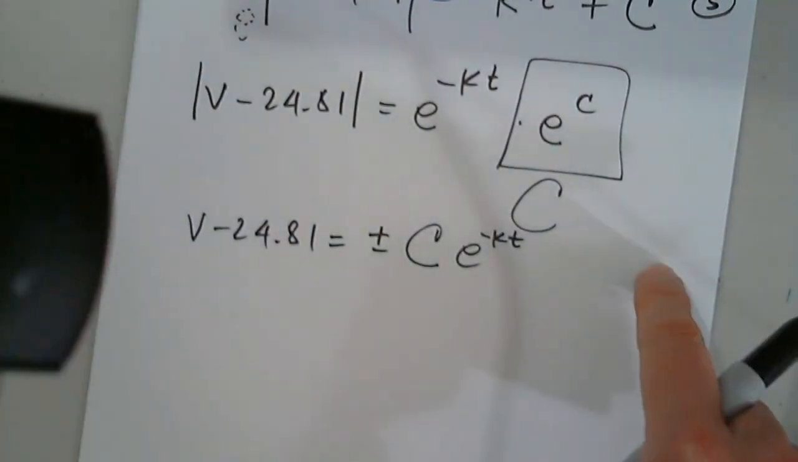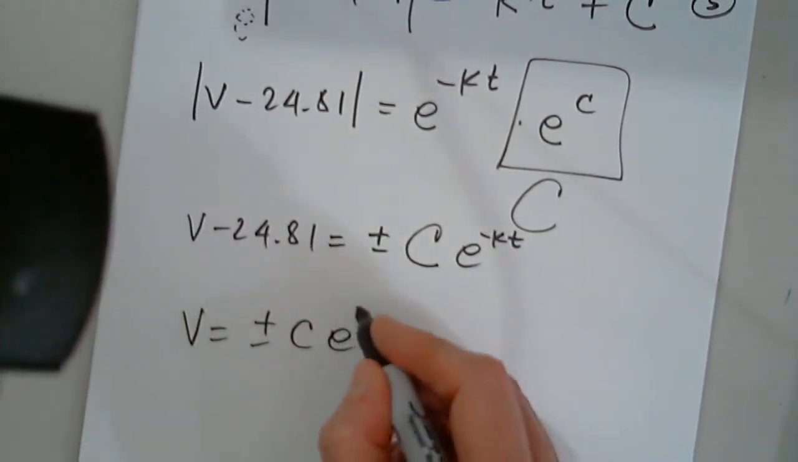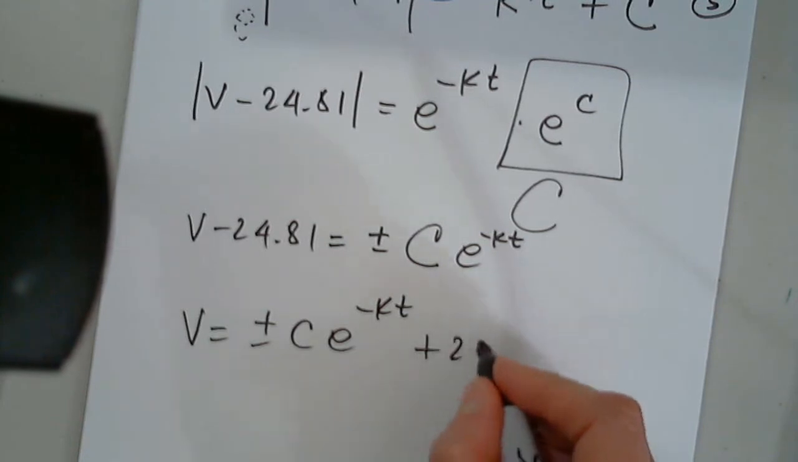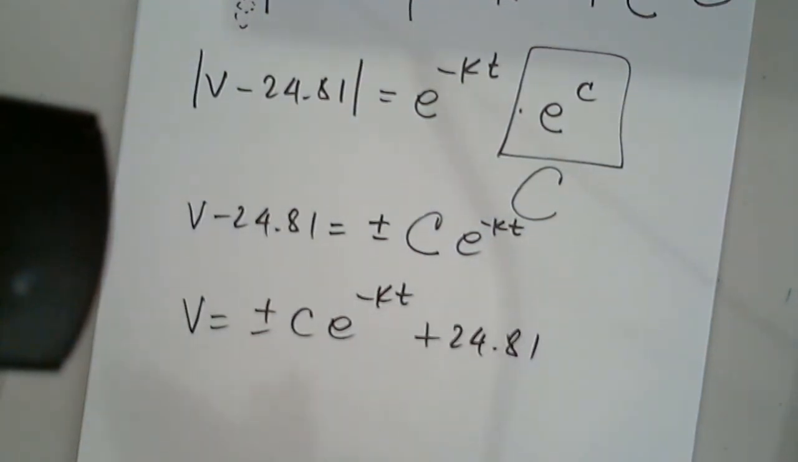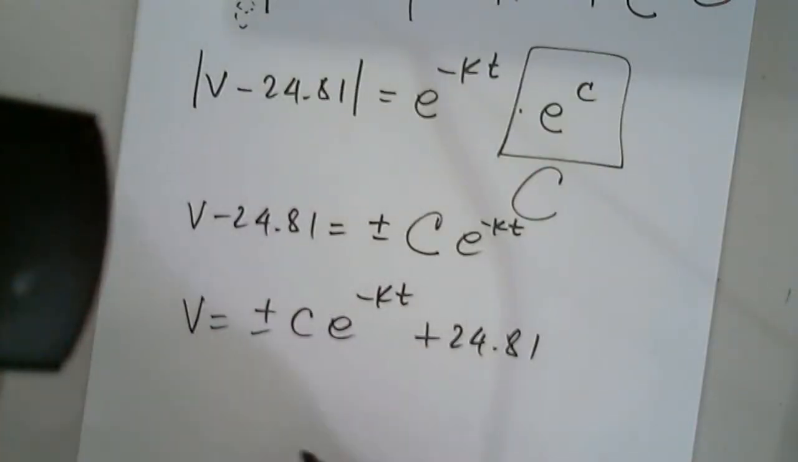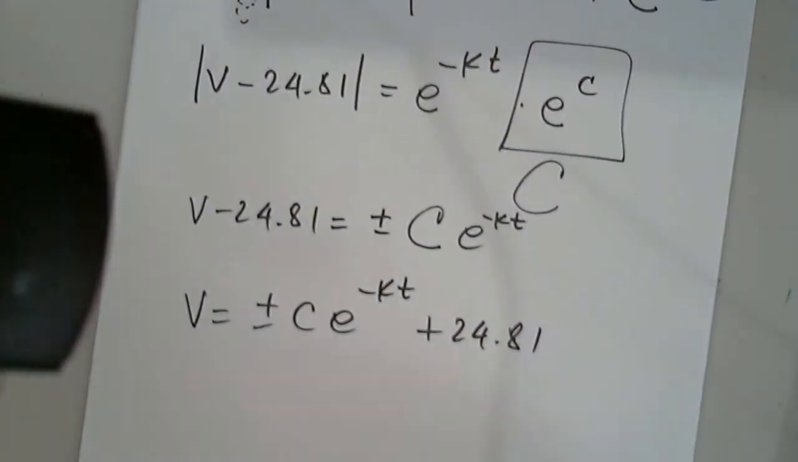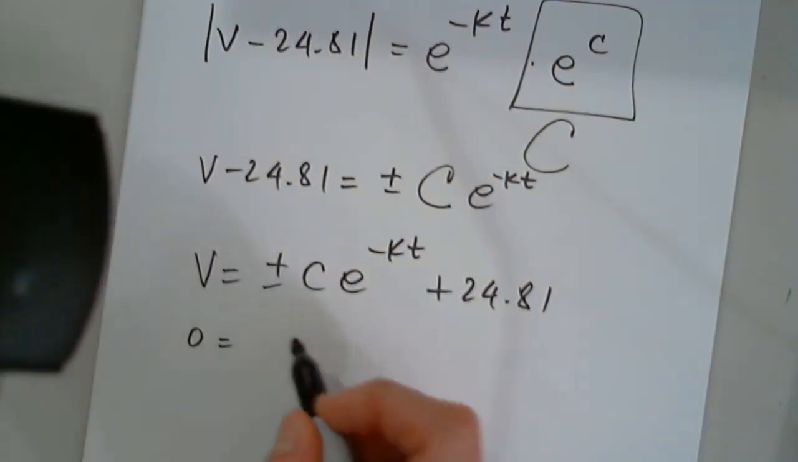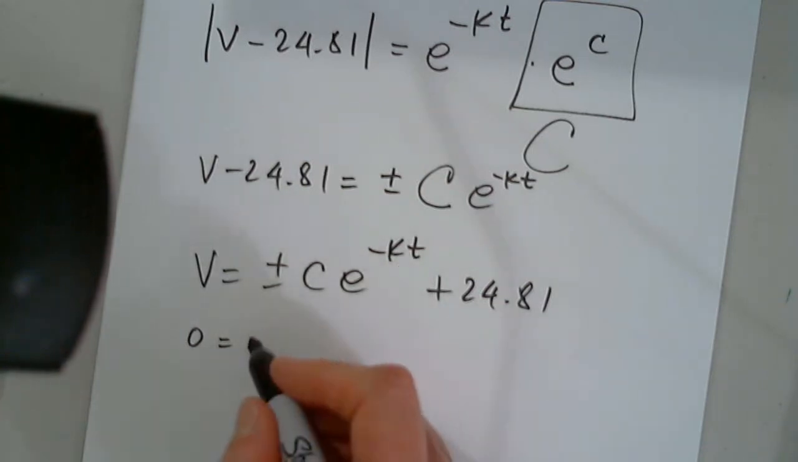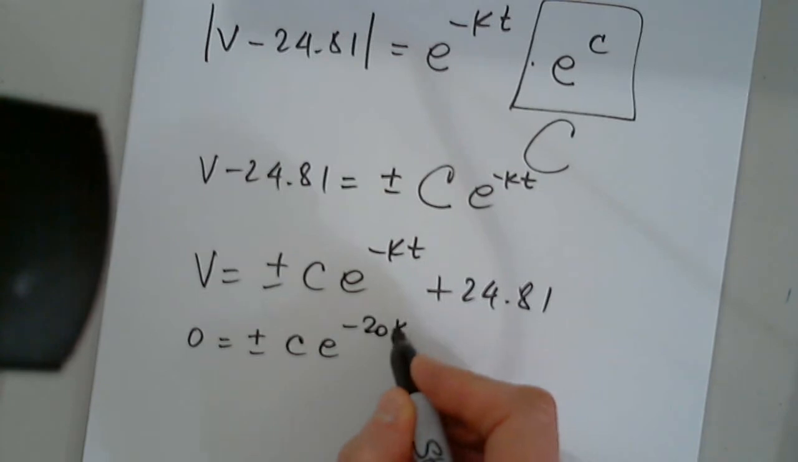And I just moved this here, and I got v. So v equals plus or minus c e to -kt plus 24.81. Now, the problem was telling us that v(0)... when t is 20. So 0 when t is 20. So this is plus or minus c e to -20k.